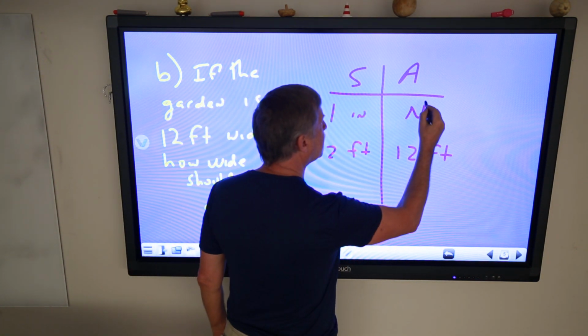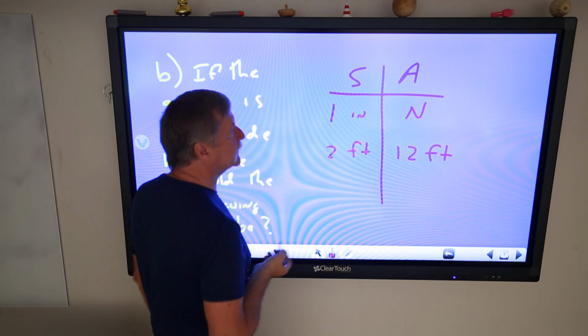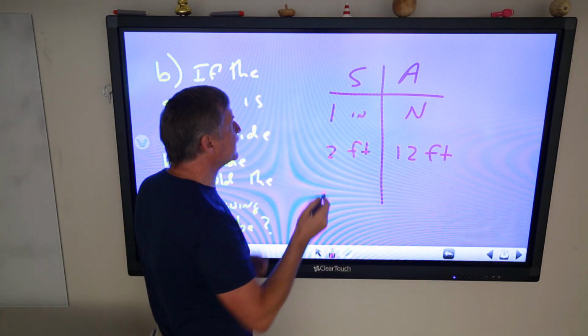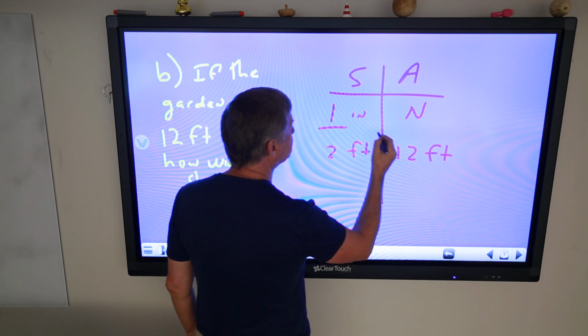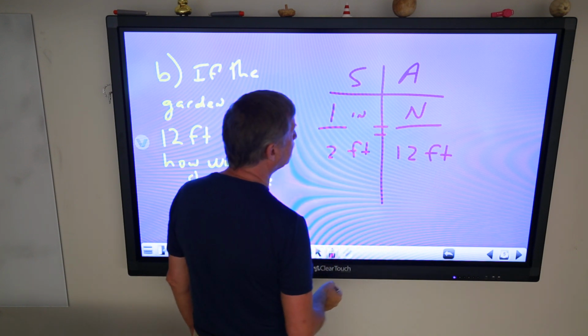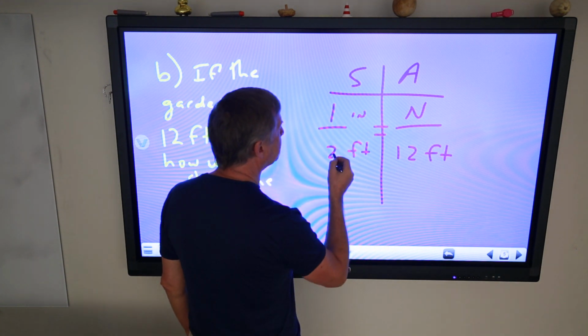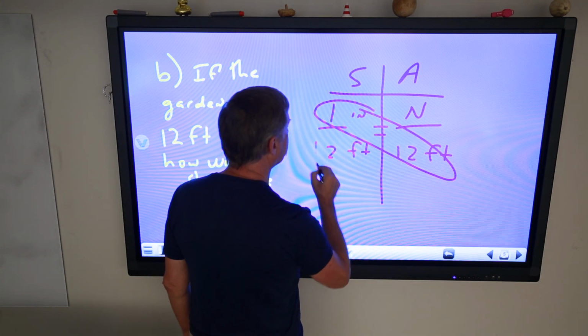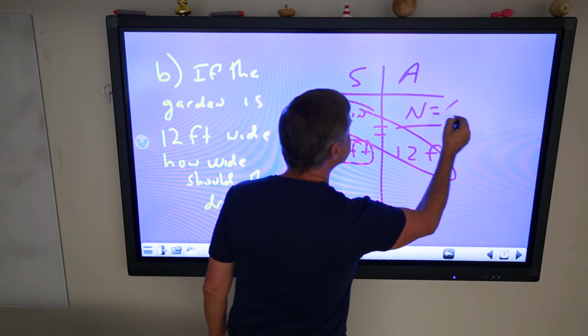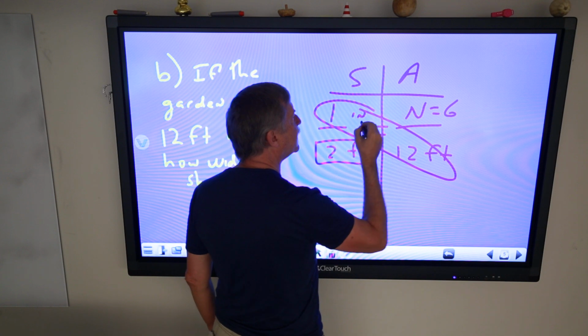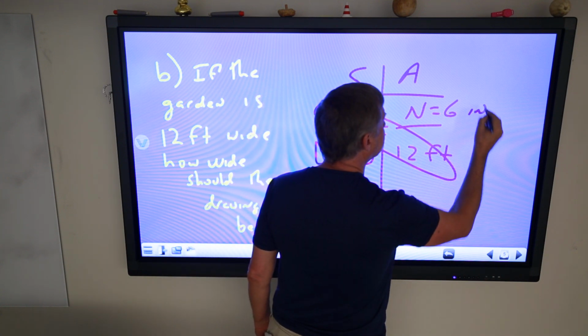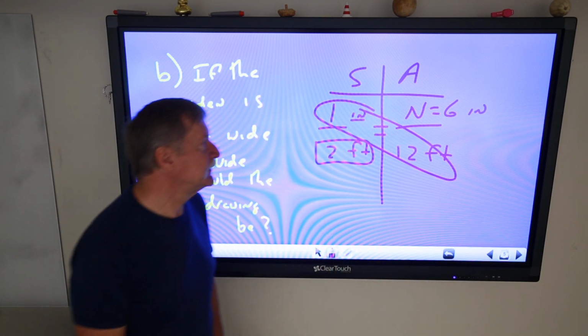And we're trying to find out what the scale drawing should be on the piece of paper. 1 inch goes with 2 feet, just like something goes with 12 feet. Again, 12 times 1 divided by 2 gives us 6, and the units go straight across, inches here, so it's 6 inches on the map.